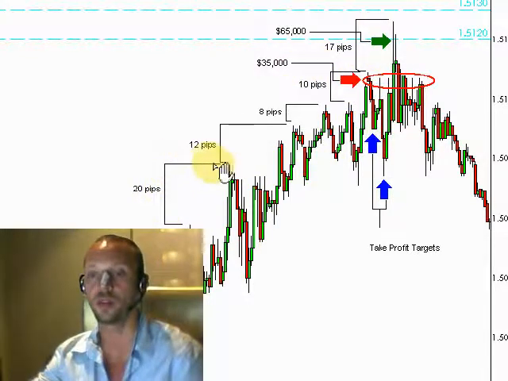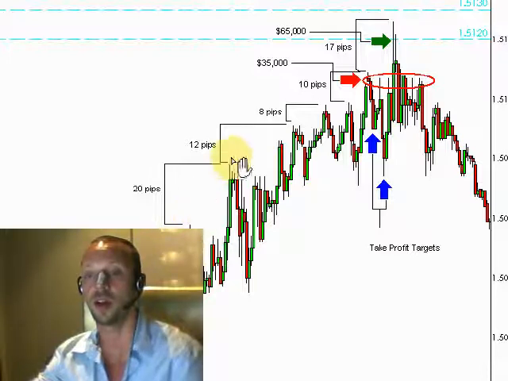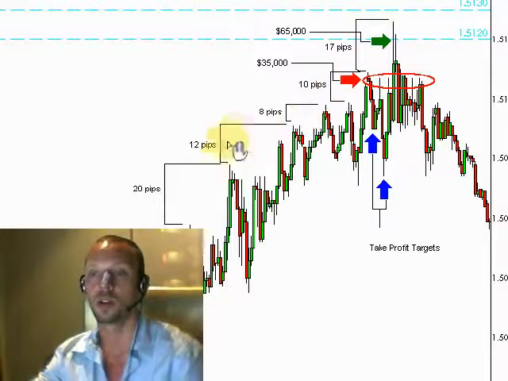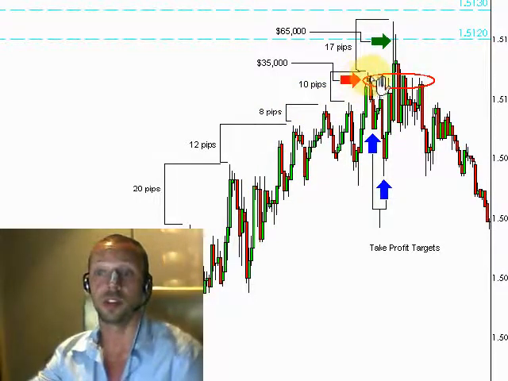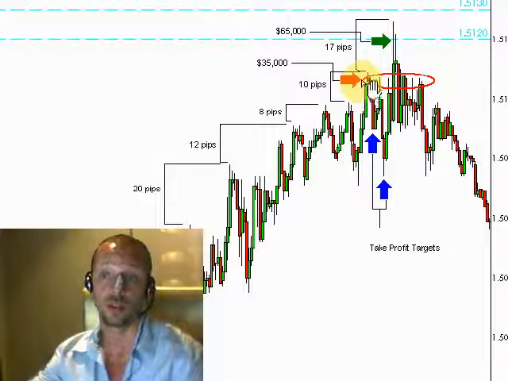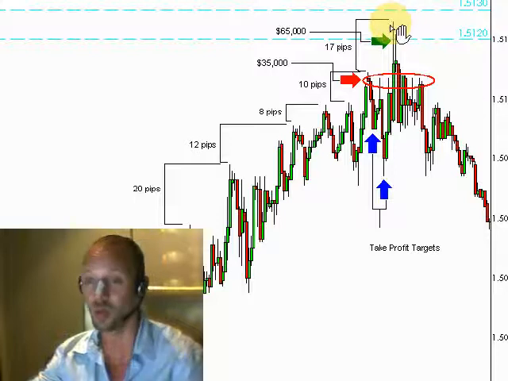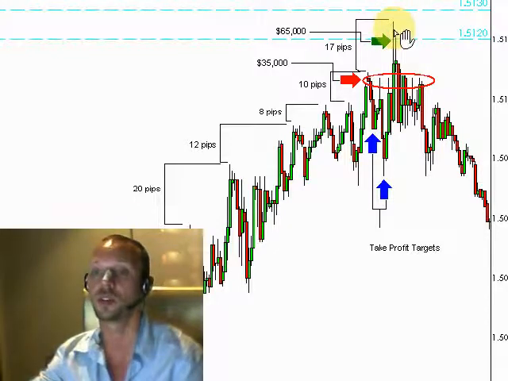What I have indicated over here is basically price action, and I'm measuring the distance from highs to the next high as we go up. We have 20 pips, 12 pips, 8 pips, 10 pips, and 17 pips. Now, I took kind of an average of that and said we would be looking at maybe a 15-point move. And you can see it did that. From my initial entry point of 06 up to the high here is almost spot on 15 points.